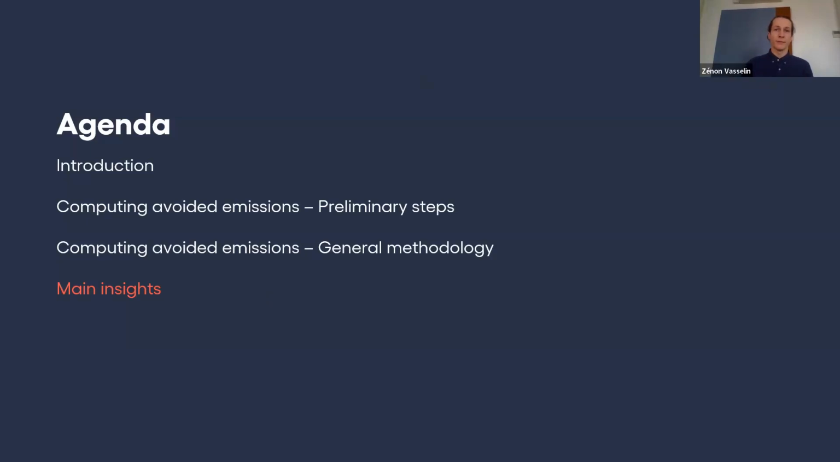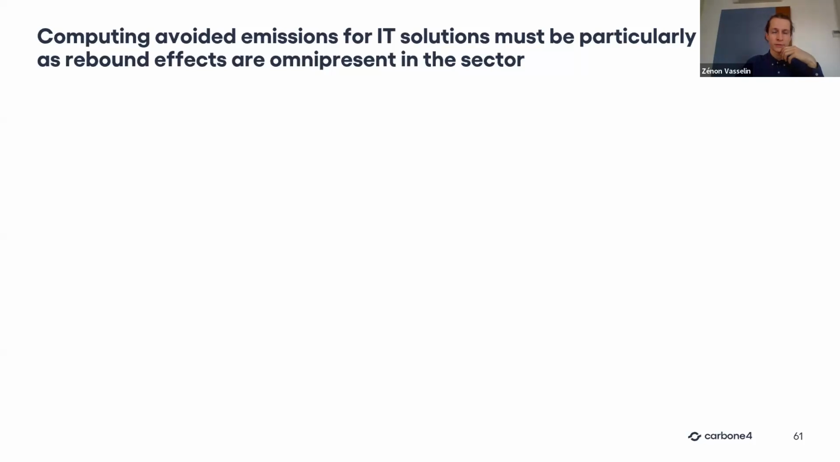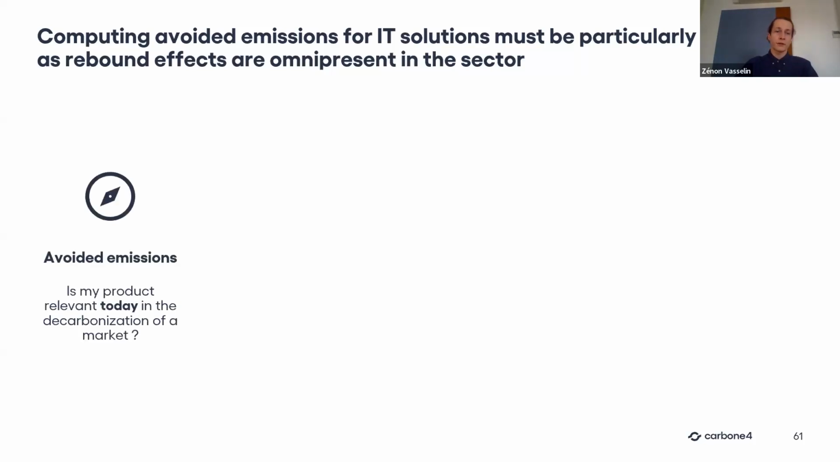We've been through almost the complete guidance with these two examples. Now the question is what to remember and what are the main insights if you had only a couple of minutes to think about the avoided emissions for your products and companies. I would say that first, I've already said it before, but it's really important to remember the goal of the avoided emission indicator. It is really a compass to determine if your product is relevant today to decarbonize a precise market.